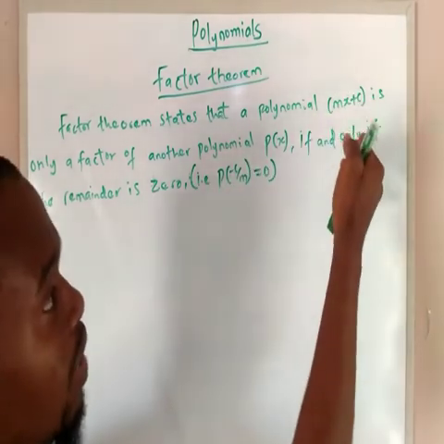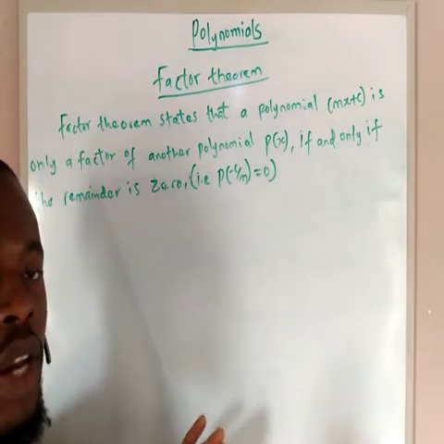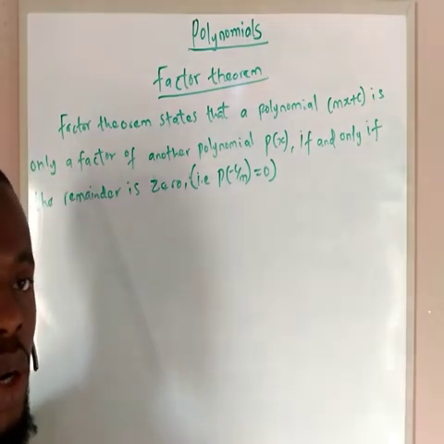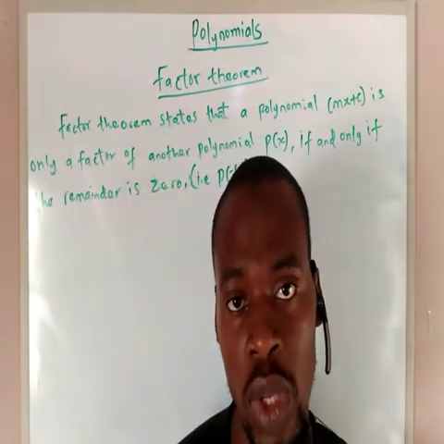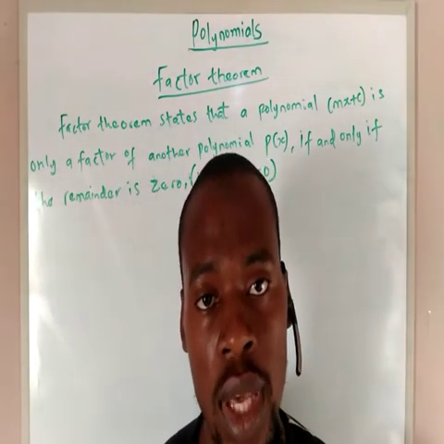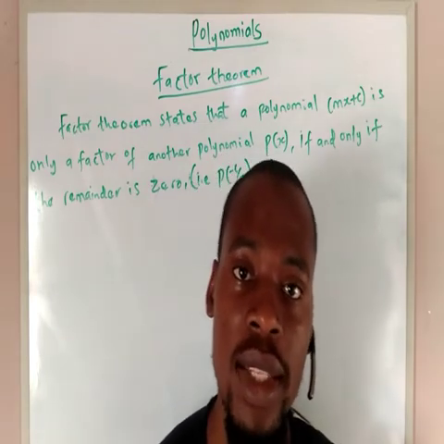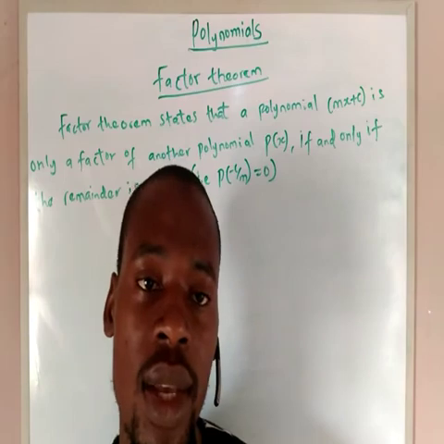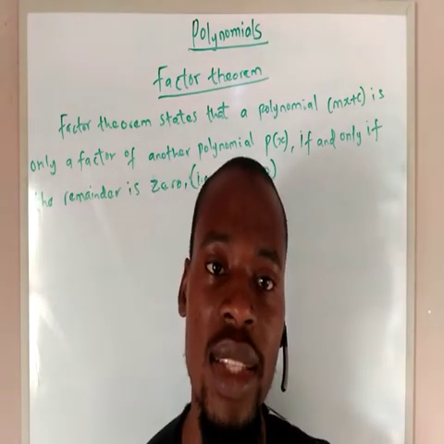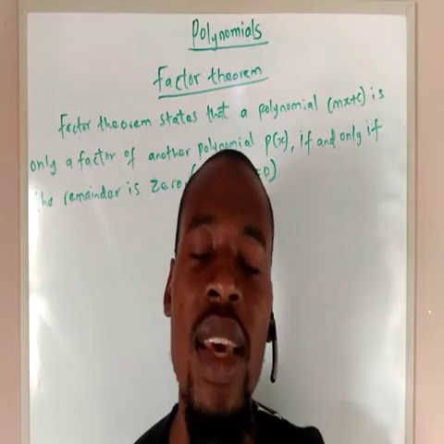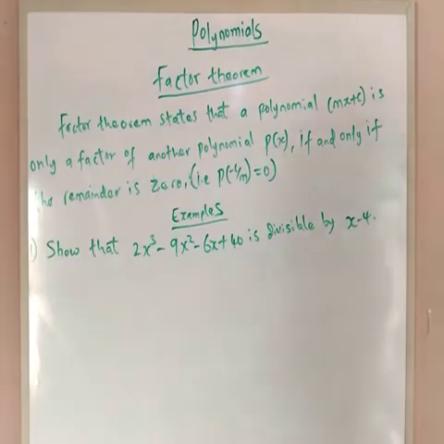So anytime that we are given a question, a polynomial divided by another polynomial of lesser degree, we equate the divisor to 0, then we make x the subject of the formula. After that, we input our answer into the polynomial and if we get 0, that means that polynomial of lesser degree is a factor of the higher polynomial.